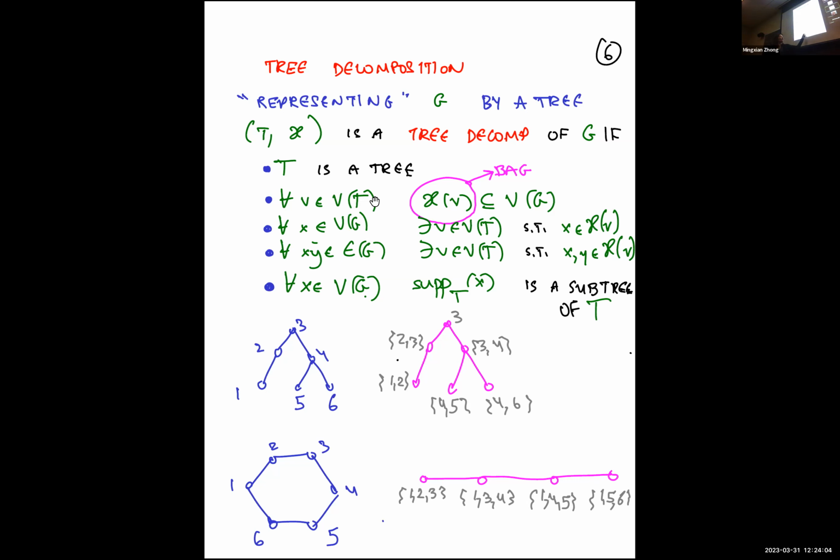But then there is a rule. I can't just add one here and add one there. I need to put it on the whole path. So that's why I had to add one in the bags in between. Okay, and so you can check that this is a tree decomposition of that.